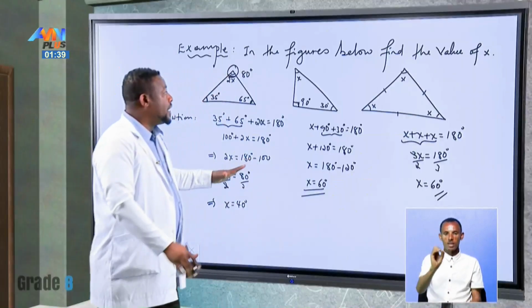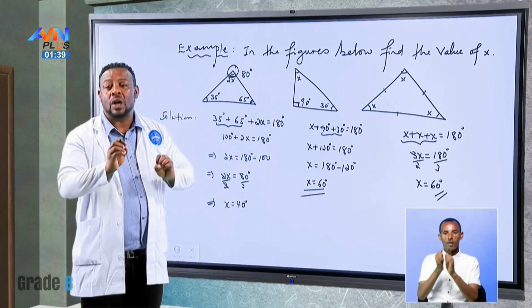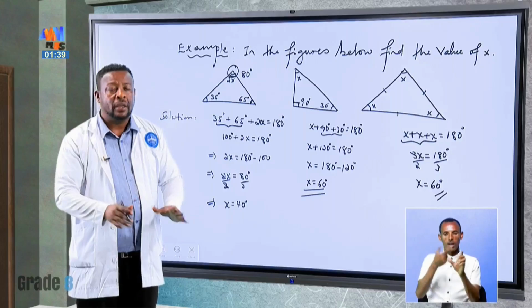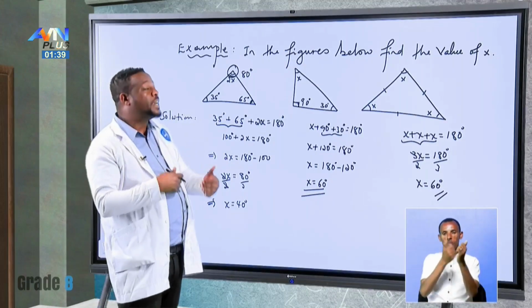So this is how you calculate the unknown variables or the unknown angles in any triangle. So this is the first example. Let's proceed to the second example.